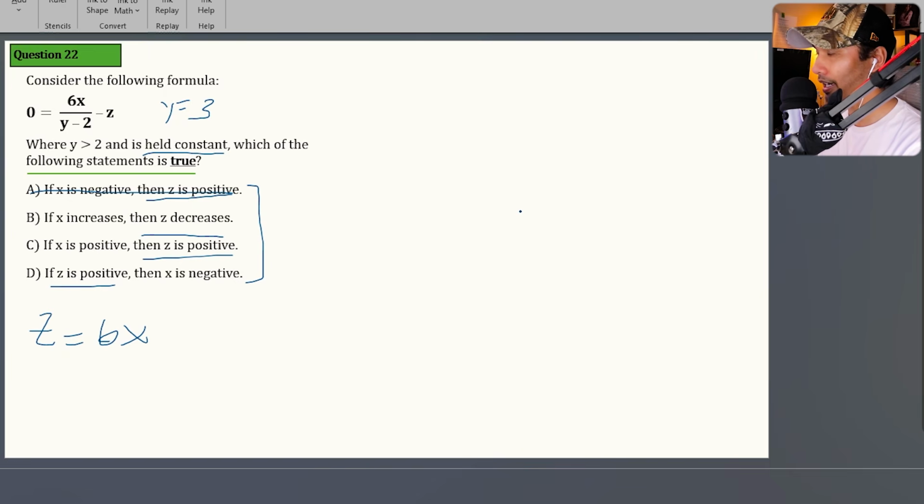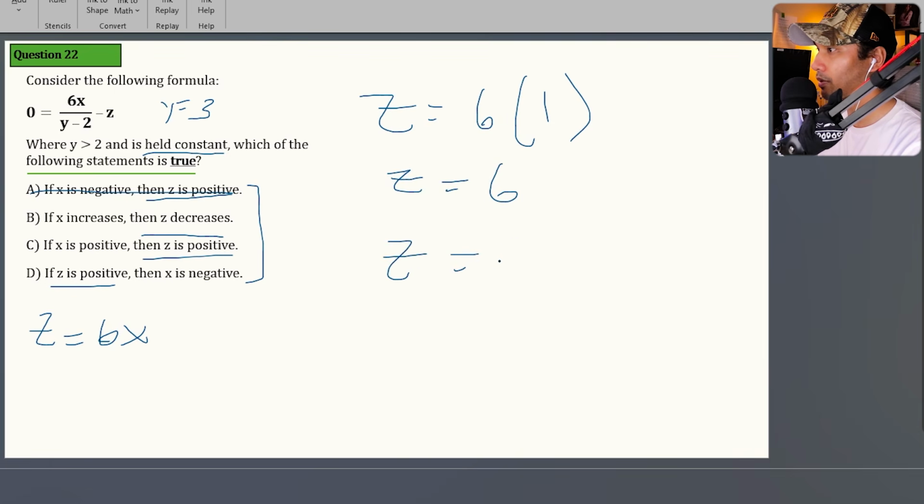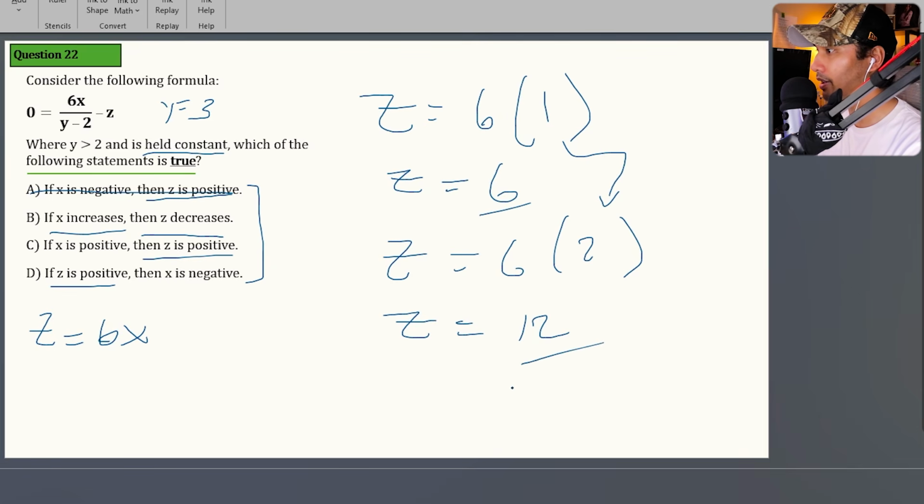If x increases, then z decreases. If x increases, so let's say it increases by 1, right? Let's start with 1. Z equals 6 times 1, and then we have z equals 6, okay? Then we go z equals 6 times 2, and then z equals 12. It says here, if x increases, we did increase the x, then z decreases. Well, no, they increase. So we can get rid of B.